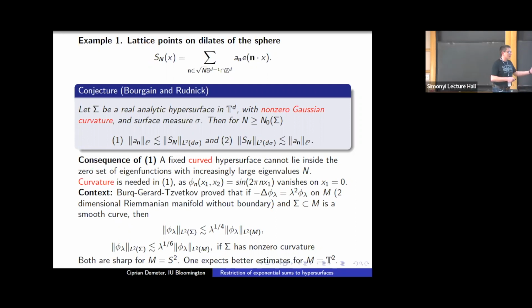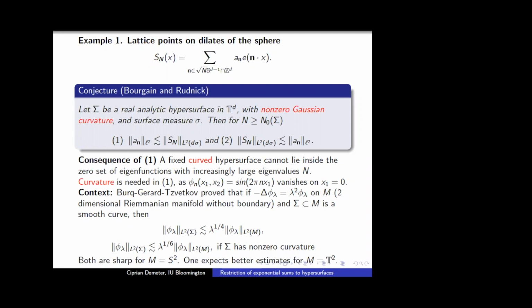It's a line, it's a hypersurface also in two dimensions, x1 equals 0. So these eigenfunctions are associated with the larger and larger eigenvalues. Nevertheless, they vanish on the zero curvature line. So this inequality cannot be true in the absence of curvature. But curvature is expected to fix the problem. And by the way, there is a very interesting question, even in this case, on restricting to straight lines on the flat torus.